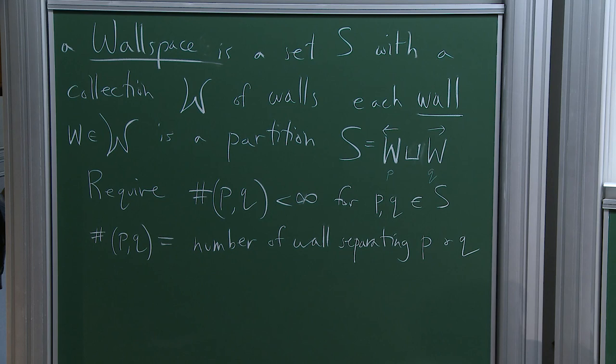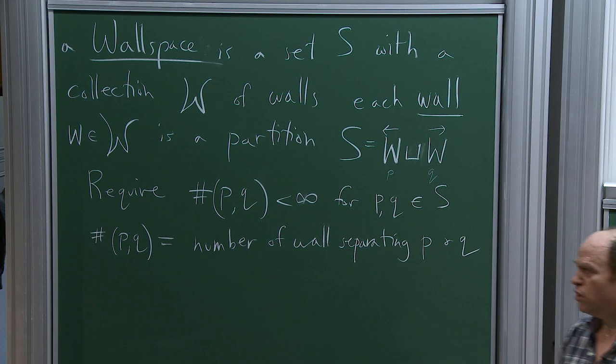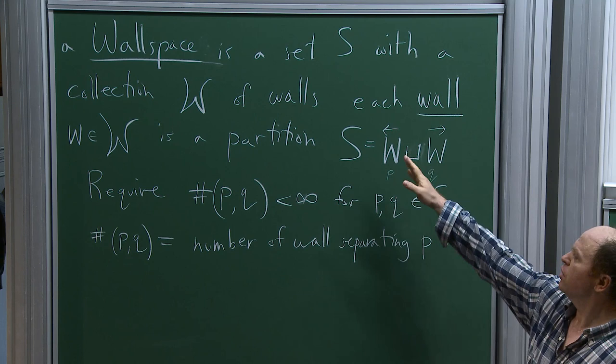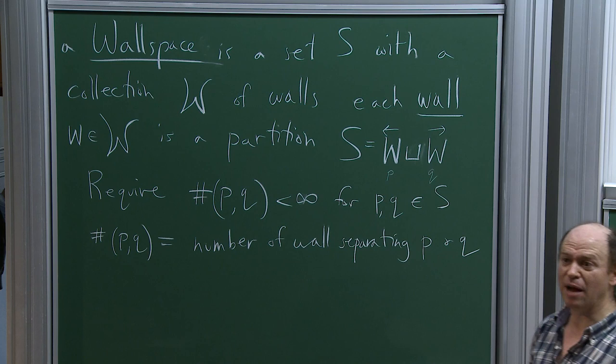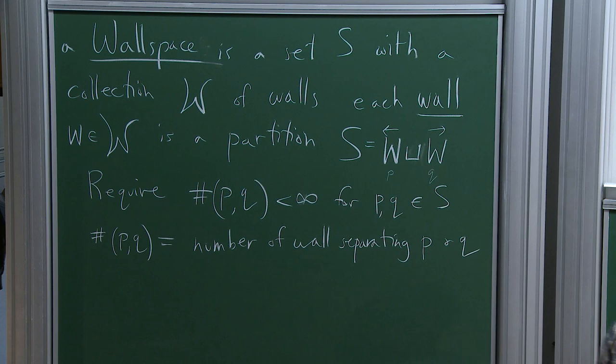is it another wall? We're going to assume that each wall is just a partition, so it's a collection of two subsets. Okay, so it's the same wall. The order doesn't matter, even though the notation suggests that it does. It's not fixed which is left, which is right. It's just the convenience of notation. And we'll assume that both parts are non-empty. Otherwise it makes a little bit of a mess for certain subtle points, but don't worry about it.